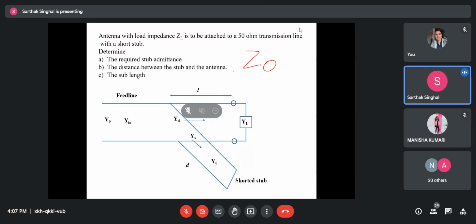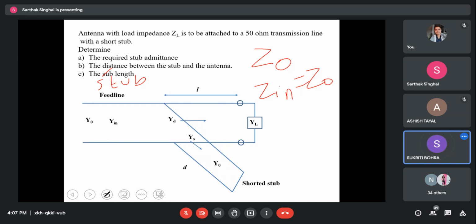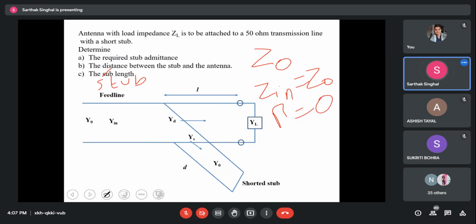Second one, the distance between the stub and the load, and the stub length. What is our main aim? That your Z should be equal to Z naught, right? So what will be the value of reflection coefficient in this case? In this case, your reflection will be zero, right?